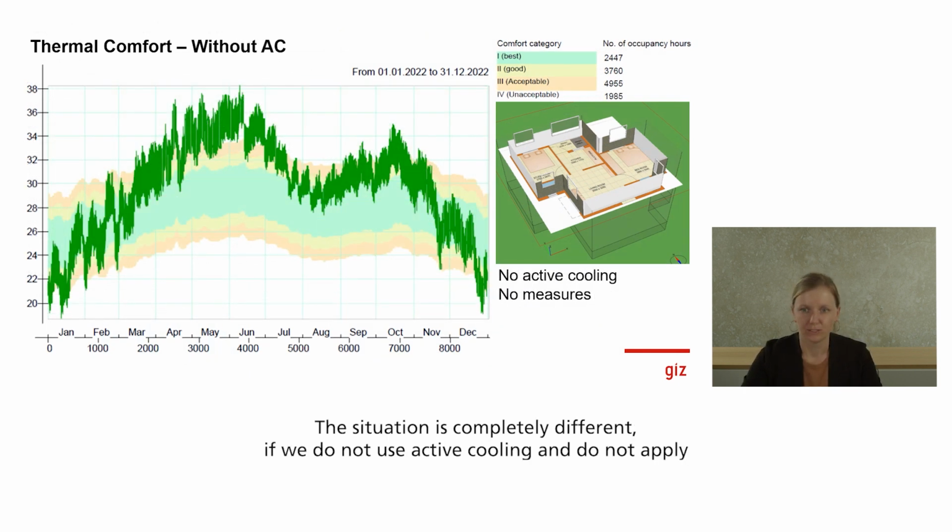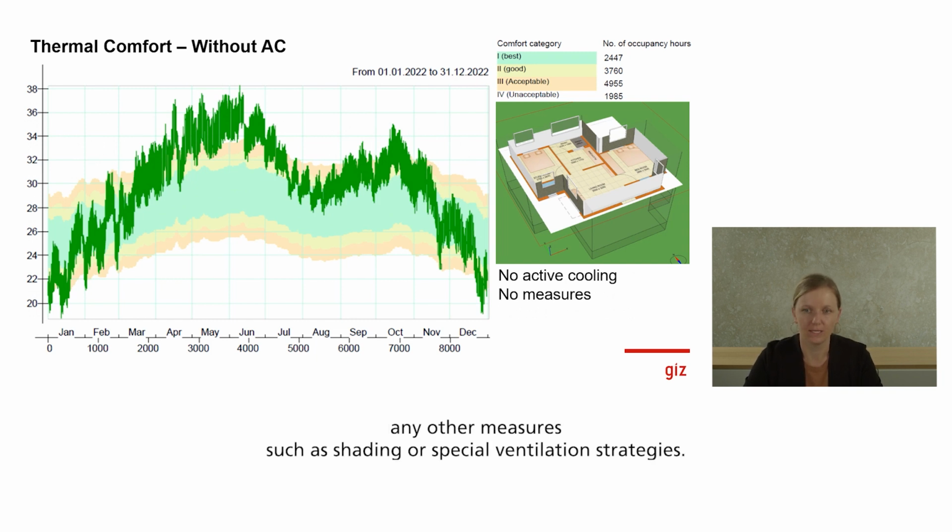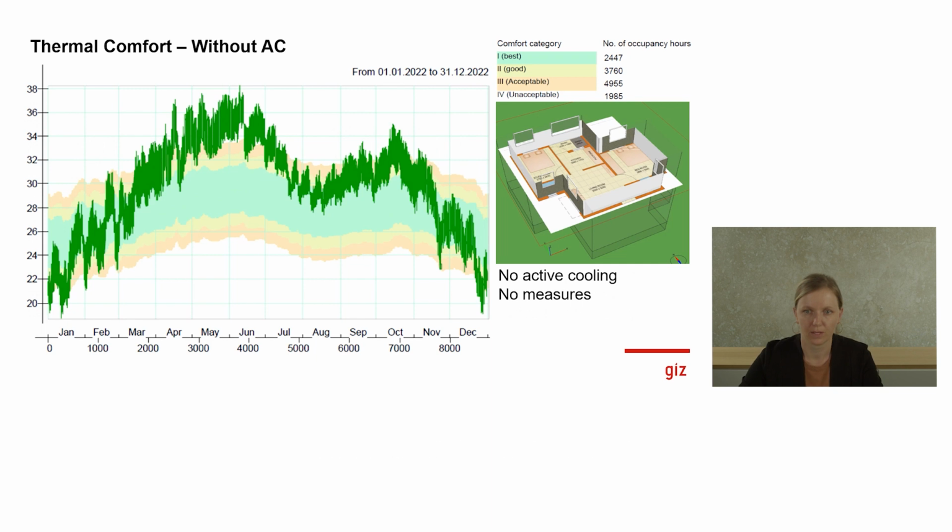The situation is completely different if we do not use active cooling and do not apply any other measures, such as shading or special ventilation strategies. Here, unacceptable climatic conditions occur in the interior for almost 2000 hours, because the interior overheats mostly, especially from April to June, but also again in October. The acceptable indoor temperatures are clearly exceeded.